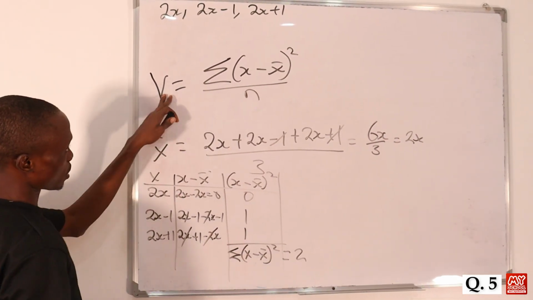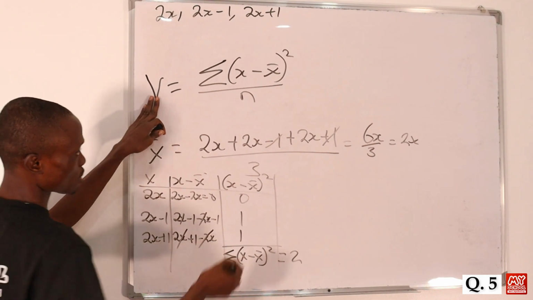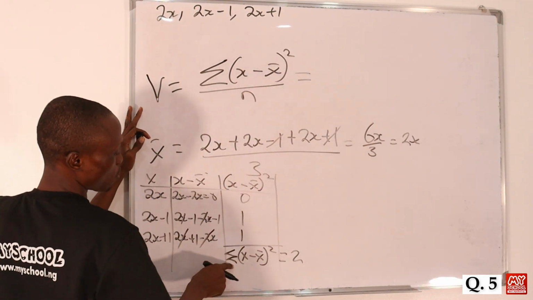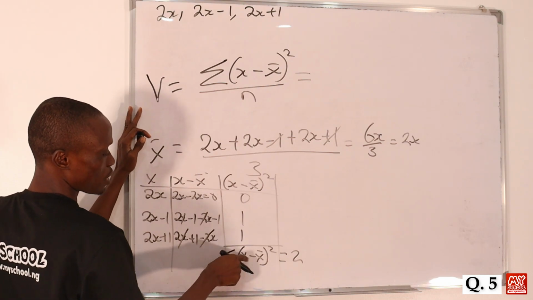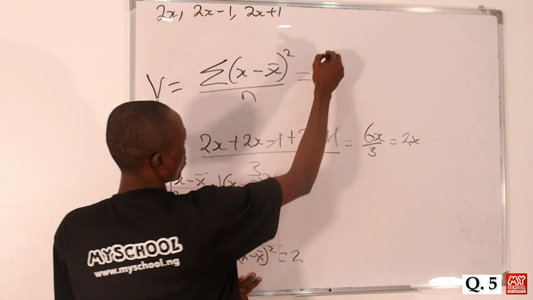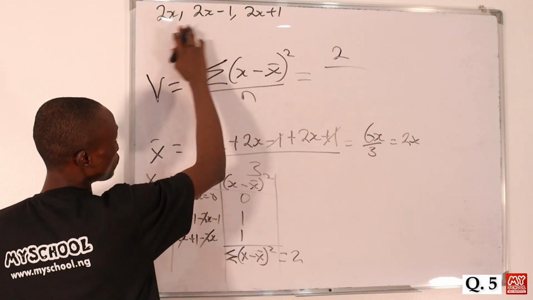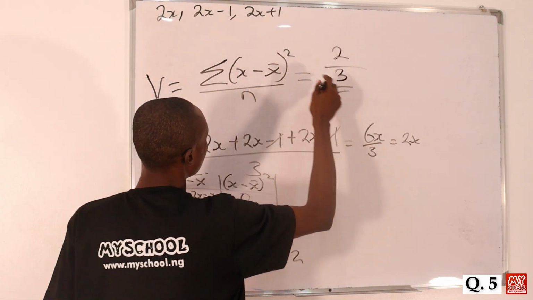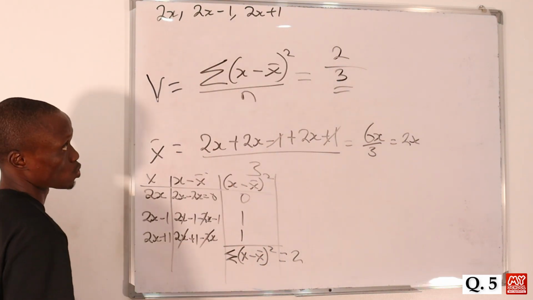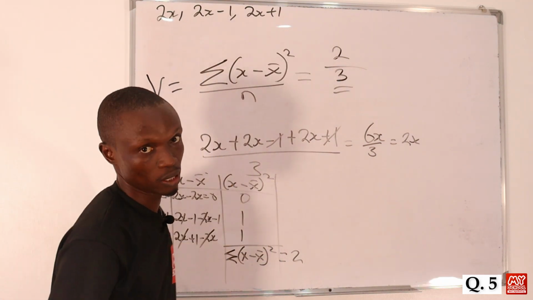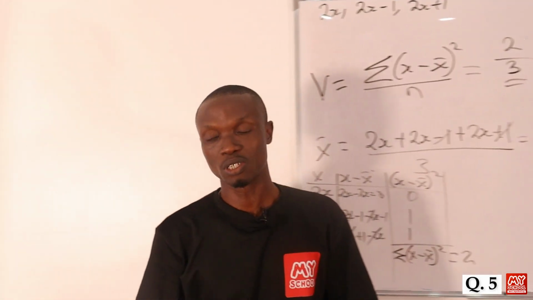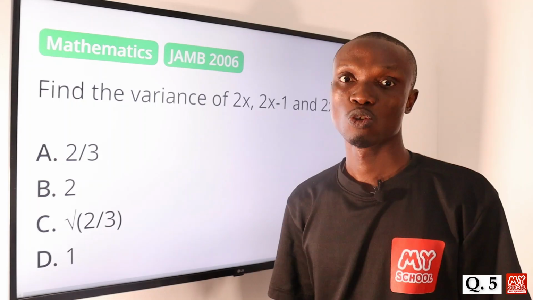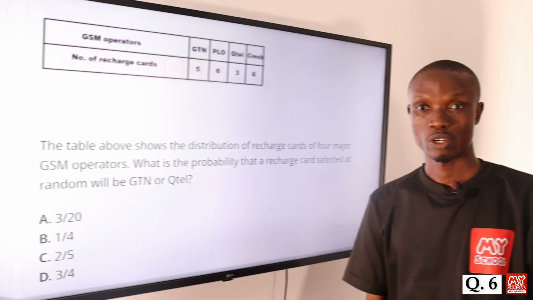Okay, so for us to calculate the variance, we just substitute these values and get our answer. So the summation of x minus s bar in bracket squared is equal to 2. The number of data given to us is 3. So here we'll be having 3. So the variance of the 3 numbers is equal to 2 over 3. So let's return to the screen to pick the correct answer to this question, and that is option A, 2 over 3.